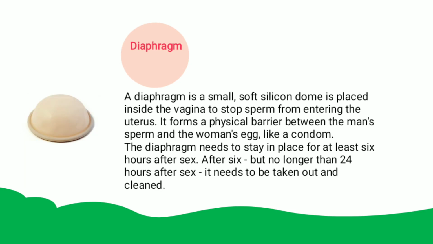Next is the diaphragm. A diaphragm is a small, soft silicone dome placed inside the vagina to stop sperm from entering the uterus. It forms a physical barrier between the man's sperm and the woman's egg. The diaphragm needs to stay in place for at least 6 hours after sex, but no longer than 24 hours, after which it needs to be taken out and cleaned.